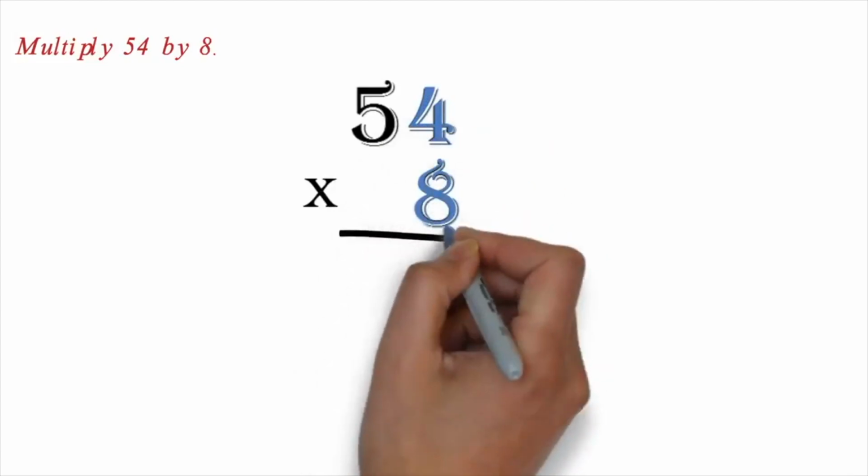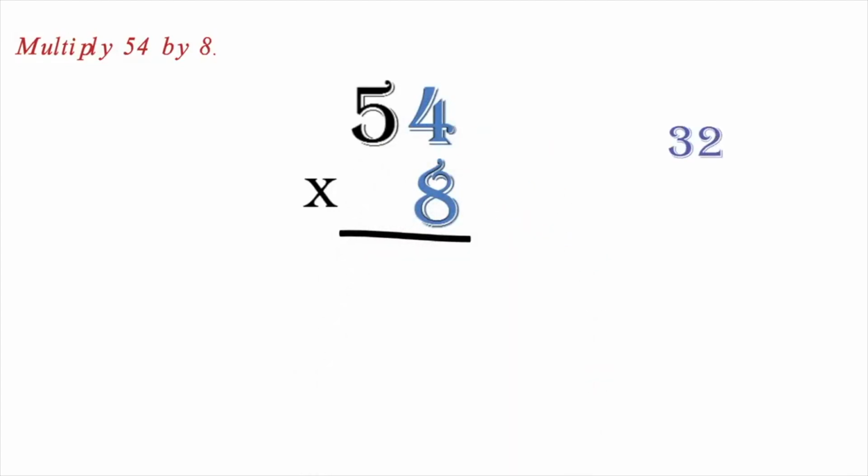Let's take another example. Multiply 54 by 8. Let's first line them up. Now we multiply each digit in the 54 by the 8. 4 times 8 is 32. Since this is double digit, we will keep the 2 and carry the 3.